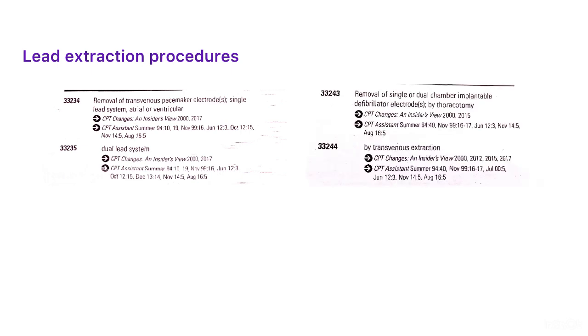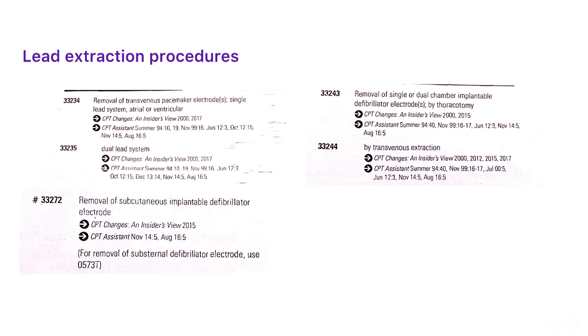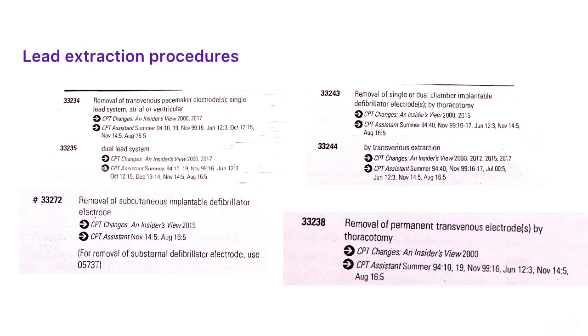Transvenous lead removal 33234, 33235, 33244. Subcutaneous lead removal 33272. Thoracotomy or endoscopic lead removal 33238, 33243. Pocket revision or relocation procedures.